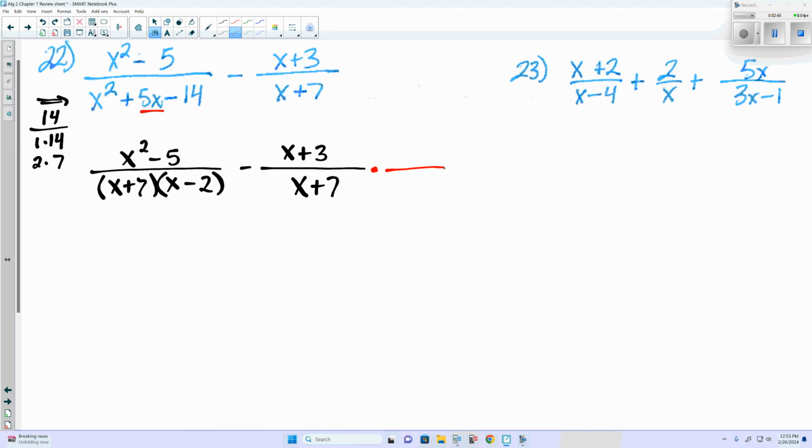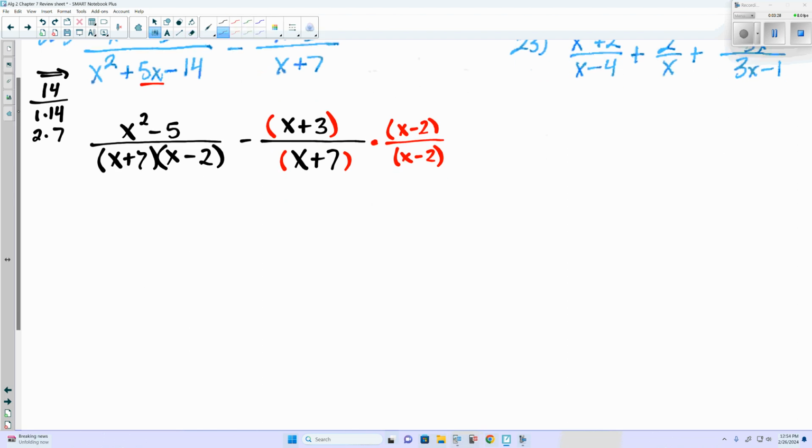Now we need to get the denominators to be the same. What does the left denominator have that the right denominator does not? X minus 2, so we have to multiply on top and bottom by x minus 2. Is there anything else that the left one has that the right one does not? No. Is there anything that the right denominator has that the left one does not? Nope. So for this here, we only have to multiply the one on the right by x minus 2 on top and bottom. We don't have to do anything to the one on the left.